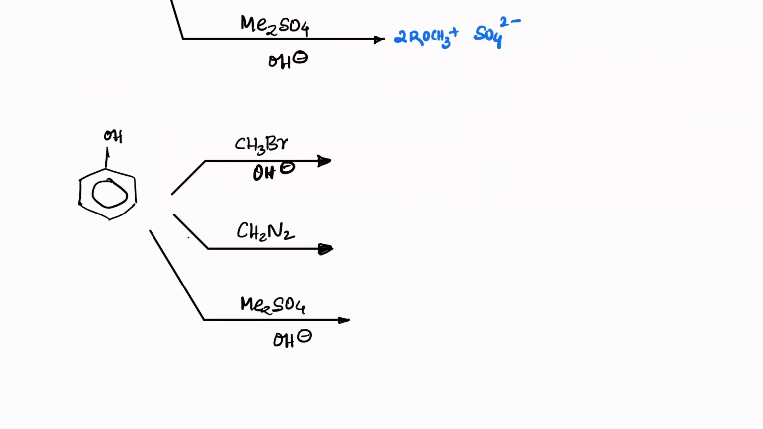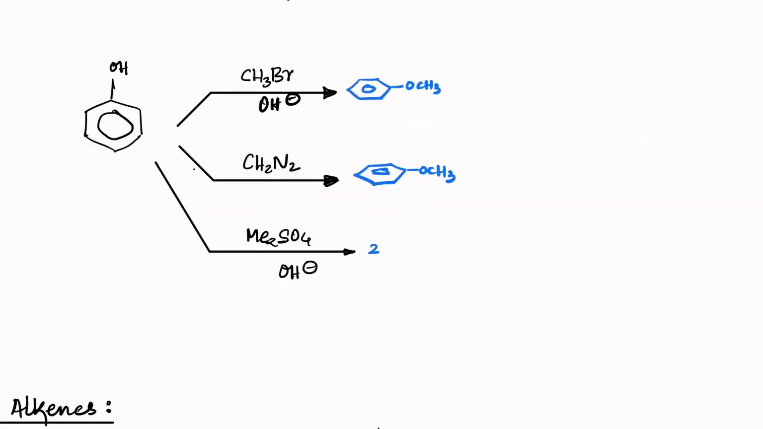Next one, here also OH minus will be removed, O minus will attack. So you will get anisole. You get this as anisole. Same thing will happen with phenol here. You'll get this as anisole here and 2 moles of anisole here. Okay. So whether it is alkyl group or aryl group, you will get similar types of ethers in this case.